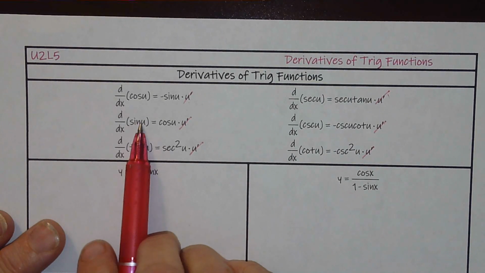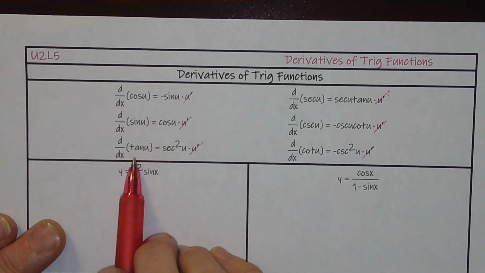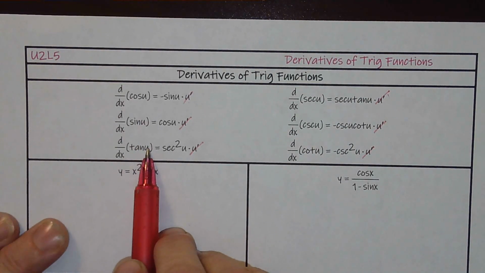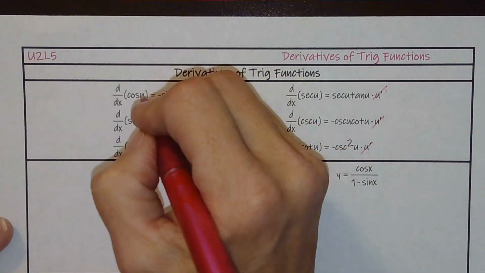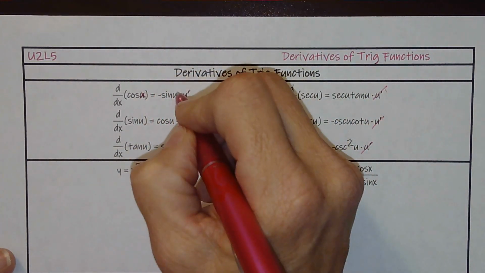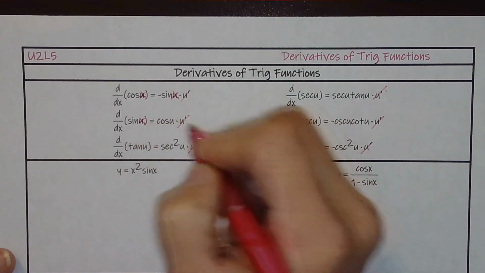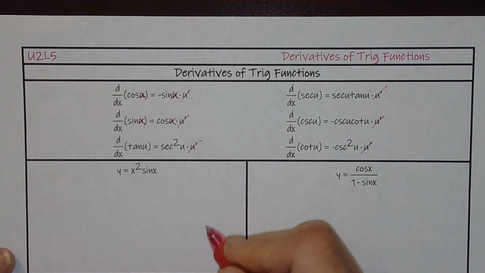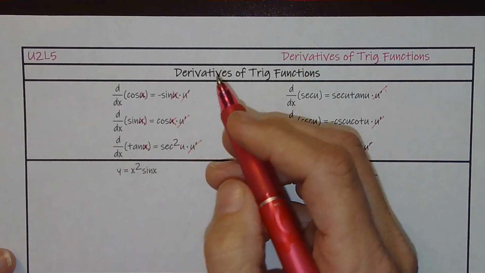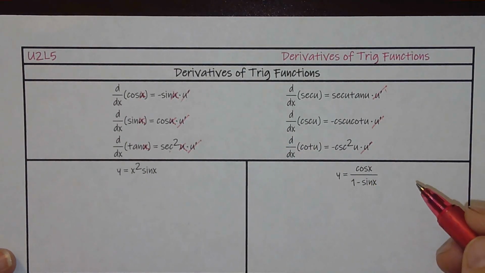The derivative of sine of u is cosine of u. The derivative of tangent of u, and that can be x. Let's just change all these to x's. The derivative of cosine of x is negative sine of x. The derivative of sine of x is cosine of x. And the derivative of tangent of x, excuse me, is secant squared of x.